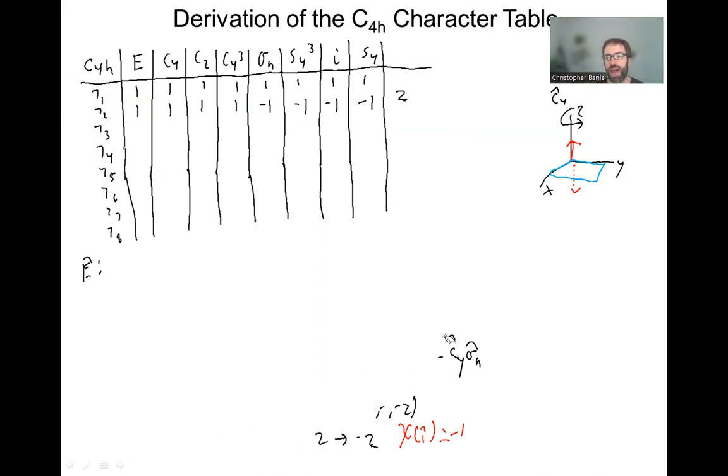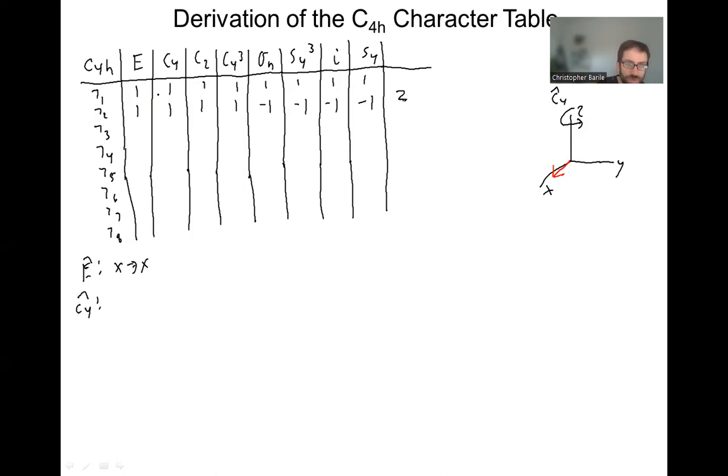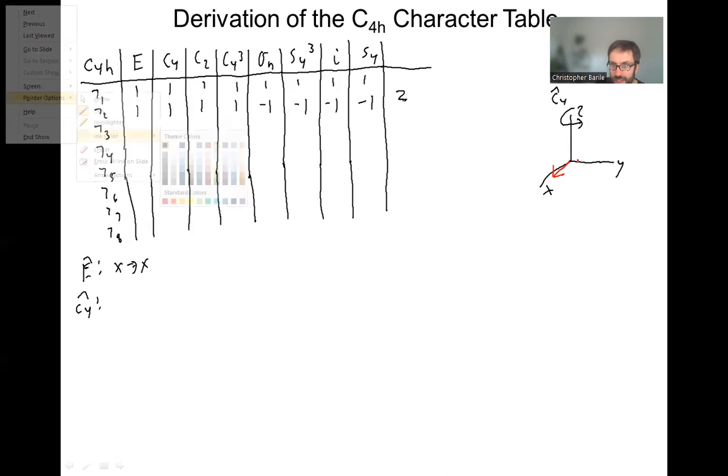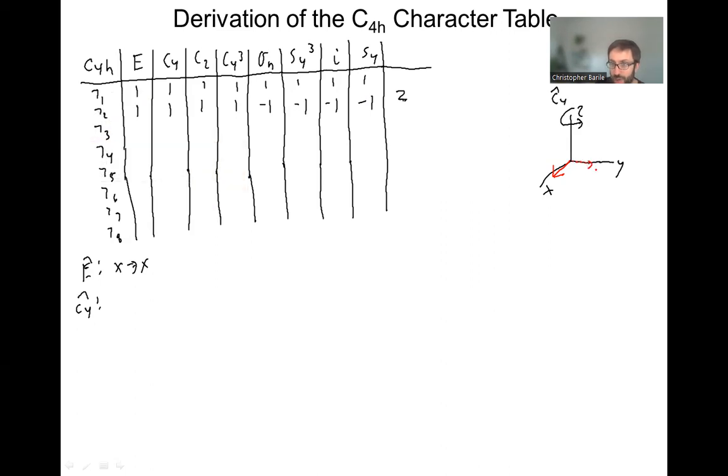So after I test Z, that's usually the first one we like to test. I usually test X next and see what happens. So how does the x vector, we can now draw an x vector here. How does that transform with each of these symmetry operations? Well, of course, x goes to x with identity. That's not very interesting. Let's do C4. That's the next one. And x is what? It's going to go to y.